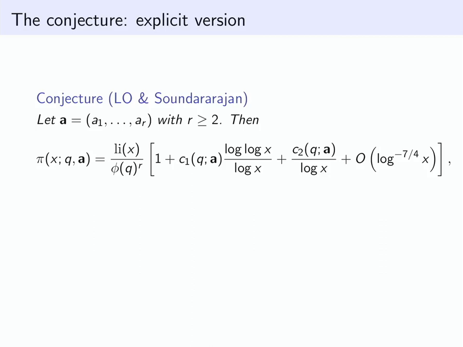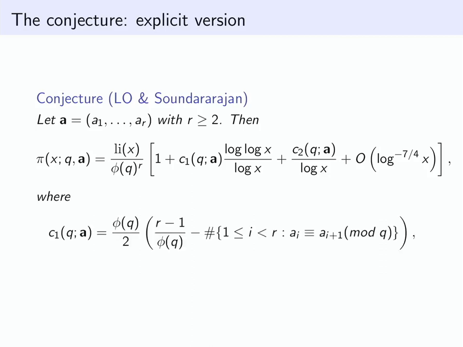But OK, so what are these numbers C1 and C2? Well, C1 is actually very easy to explain. C1 is exactly what corresponds to this bias against repetitions. In particular, it's given by this formula, which maybe looks like a mouthful, but it's actually pretty easy to parse once you break it down.